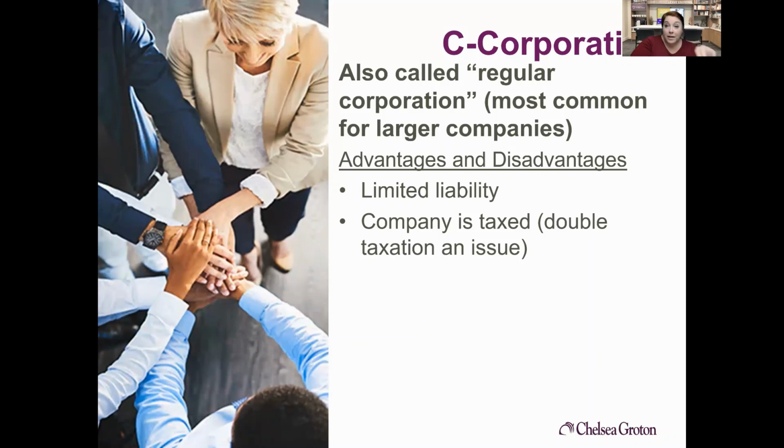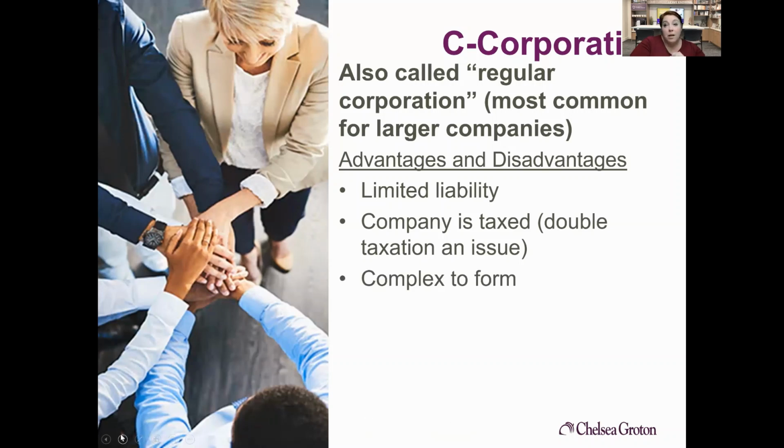And I am only reading that in my notes, and I cannot explain all of that to you. I'm just telling you, it is common that there are double taxation issues. So if you think that you might want to file as a C corporation, you would want to talk to a tax professional before you decide that this type of thing is for you.